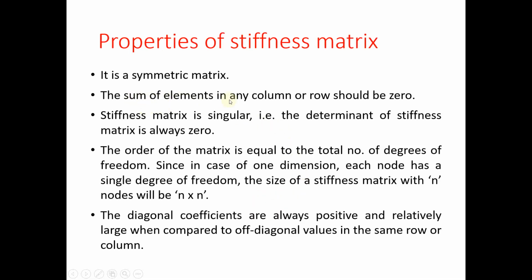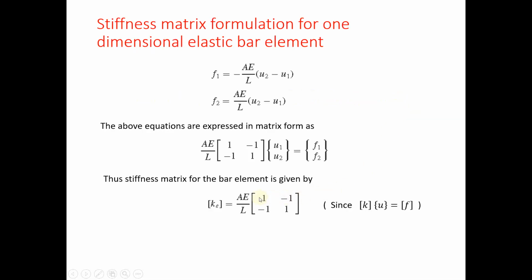Then the sum of elements in any column or row should be equal to 0. അപ്പോൾ സ്റ്റിഫ്നെസ് മെട്രിക്സ് നോക്കിക്കഴിഞ്ഞാൽ ഏതൊരു സ്റ്റിഫ്നെസ് മെട്രിക്സിലും നമ്മൾ റോ വൈസ് ആയിട്ടുള്ള എലിമെന്റ്സ് ആഡ് ചെയ്യുകയാണെങ്കിൽ, ഇപ്പോൾ ഈ ഒരു ഫസ്റ്റ് റോ എടുക്കാം, 1 plus minus 1 that is equal to 0. കോളം വൈസ് ആഡ് ചെയ്യുകയാണെങ്കിലും 1 plus minus 1 that is equal to 0. സോ റോ എലിമെന്റ്സും കോളം എലിമെന്റ്സും സം ചെയ്യുമ്പോൾ നമുക്ക് 0 കിട്ടും.